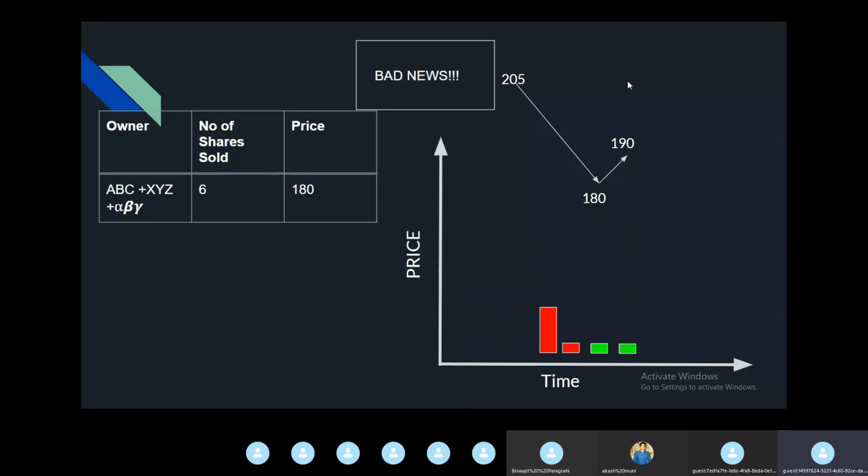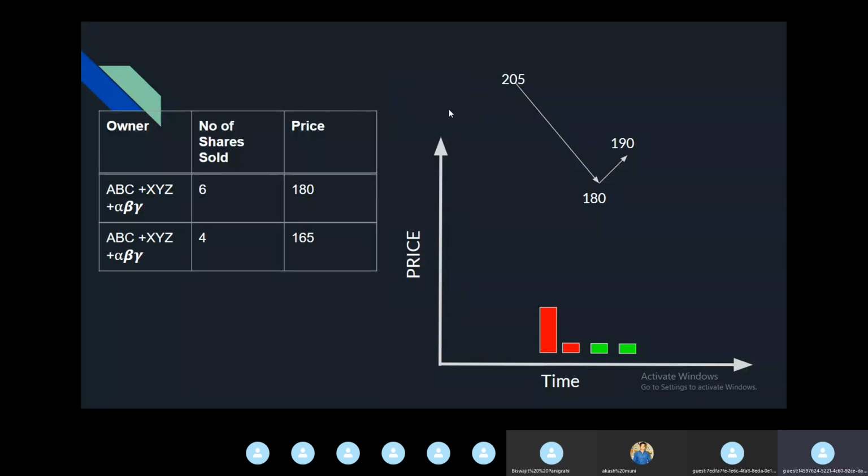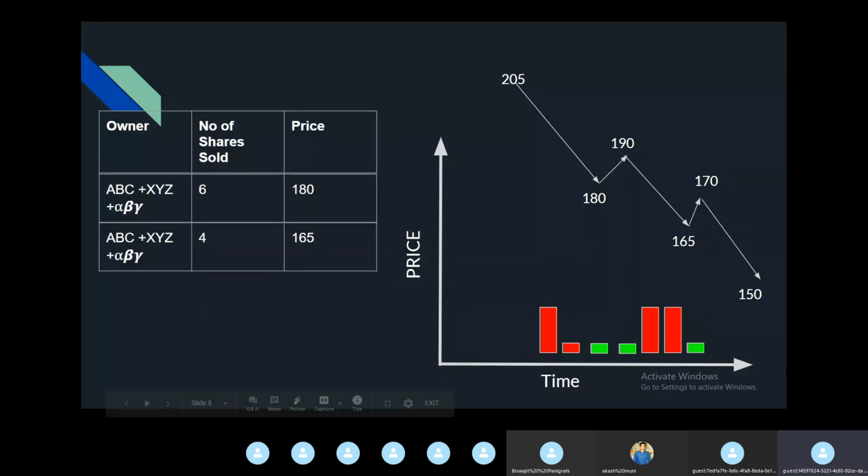Okay. So what happened next? Oh my God, there's bad news here. Something has gone very bad. Our earnings are bad, or the new product launch didn't earn that revenue, or some deal got cancelled. Something happened. So on this news, ABC, XYZ, and Alpha Beta Gamma sold the remaining four shares at 165. They want to move out as fast as possible, so they moved out at 165. Here the volumes are high. There will be some buying, and the buying volumes will be low. So it moved to 150 with the low buying volumes.